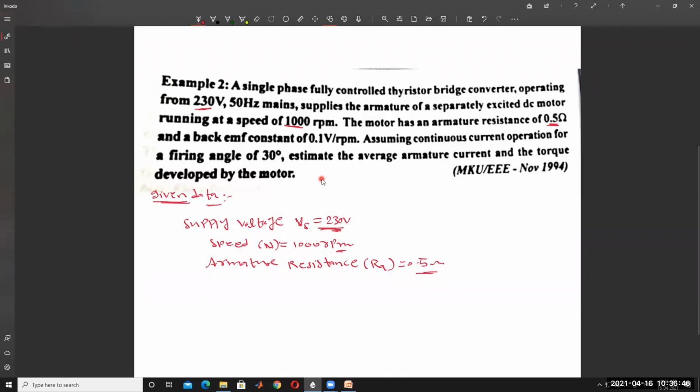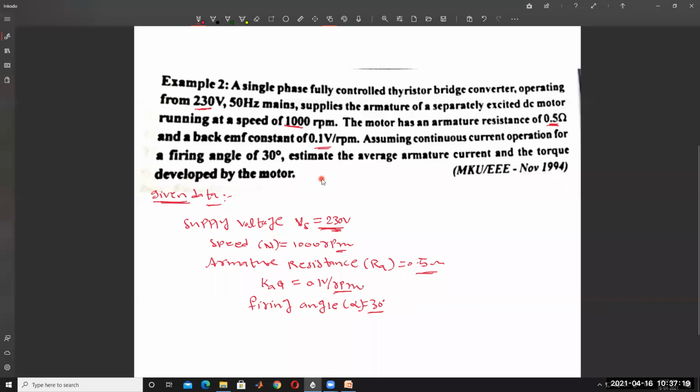And the back EMF constant, that is called the motor constant Ka into phi. The back EMF constant is 0.1 volts per rpm. And the firing angle: alpha is equal to 30 degrees. So this is the given data.